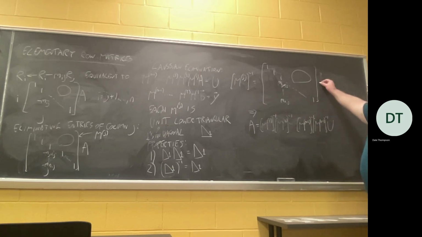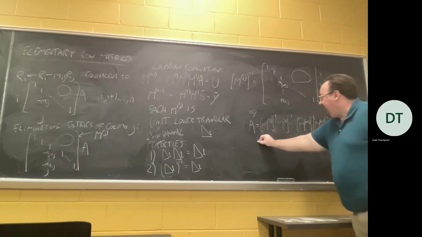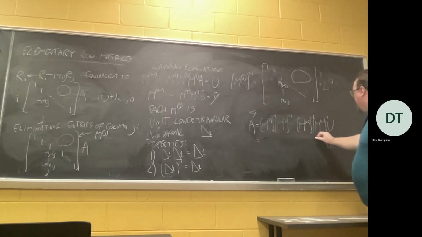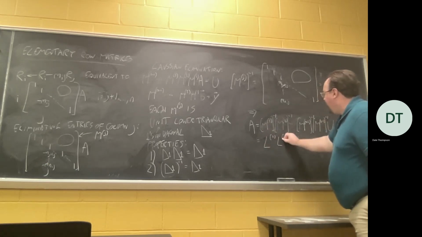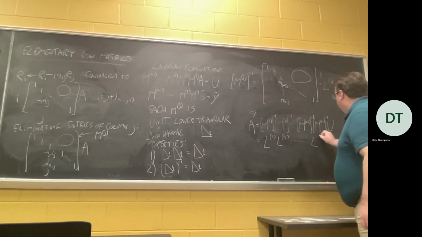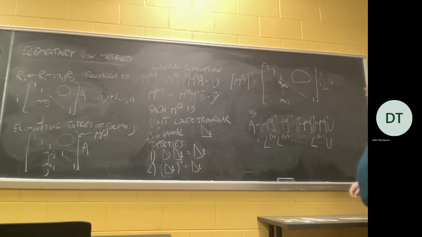Now, if I label these, I'm calling them M j inverse, but to reduce clutter, I'll call it L sub j. So that's the same thing as saying that A is equal to L1, L2, through L n minus 1, times U.